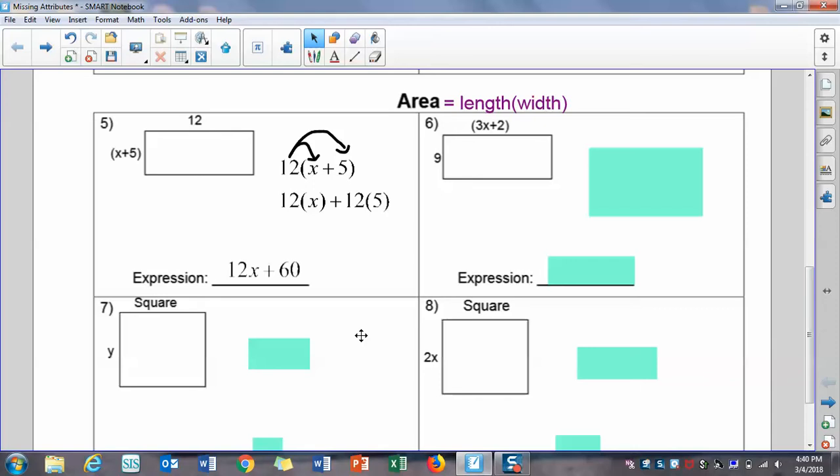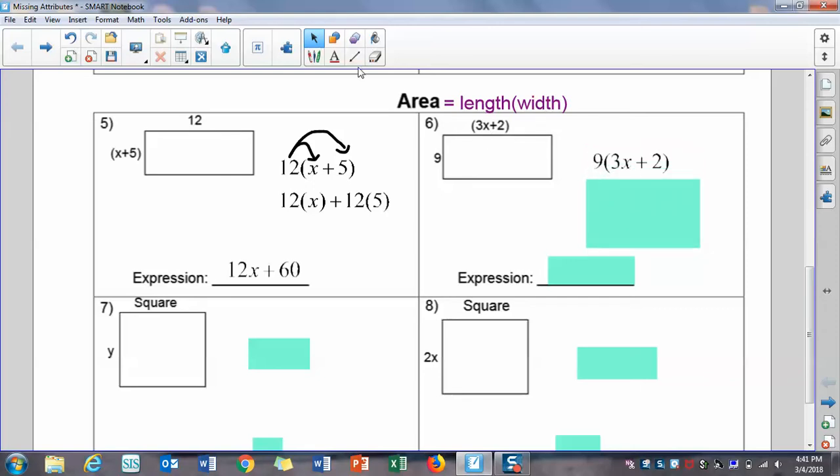So this time we have 9 times 3x plus 2. Remember to keep that expression of either the length or the width inside parentheses if it's more than one term. Okay? That way we know that we're multiplying it. So we're going to do 9 times, and inside parentheses 3x plus 2.